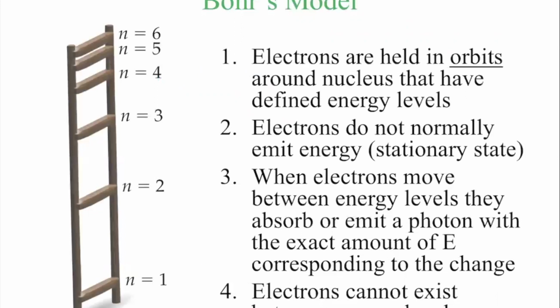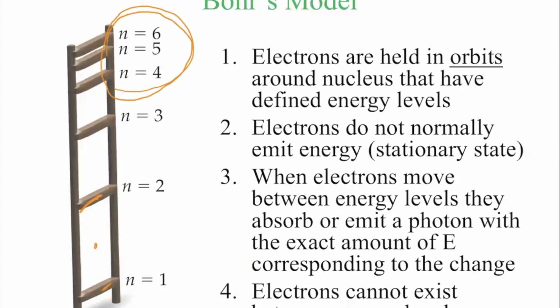An electron is never going to exist between orbitals. It has to be sitting in an orbital. An electron is only going to emit energy when it's in the process of moving. Also, notice that as we get higher up on the ladder, the distances between your orbitals are smaller. So basically, that's what I just went over.